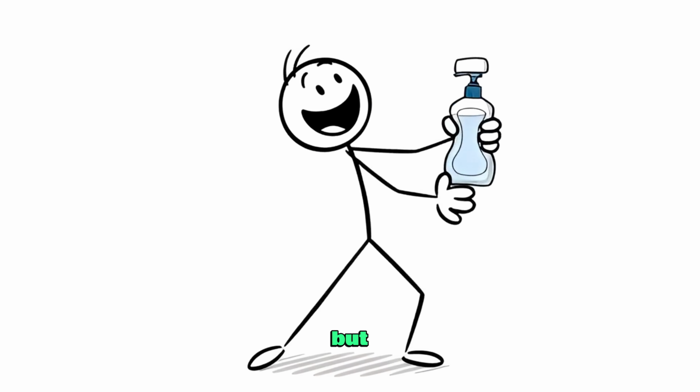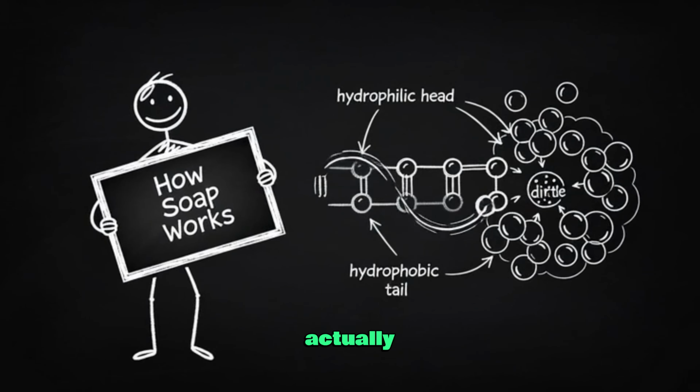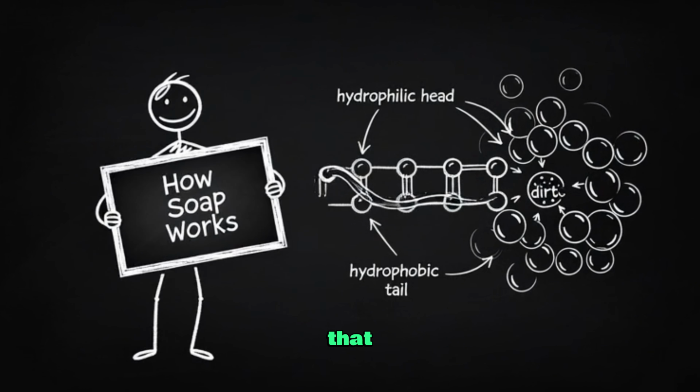Here's the thing that's going to flip your understanding. Soap doesn't actually know where germs are. It doesn't seek them out or target them specifically. In fact, soap doesn't even kill most germs. I know, plot twist. What soap actually does is way more clever and brutal than that. It rips them apart and washes them away. Let me explain. To understand how soap works, we need to talk about what soap actually is.